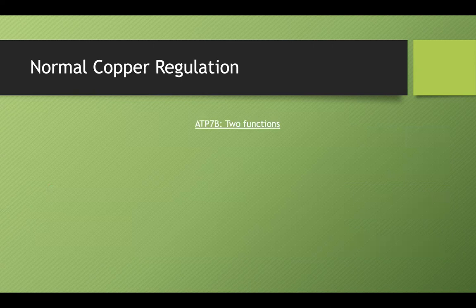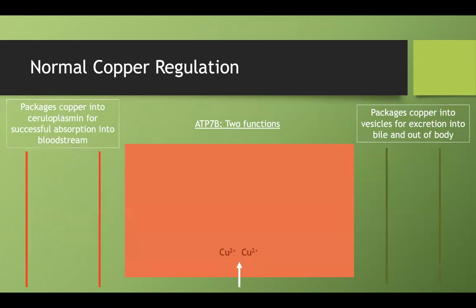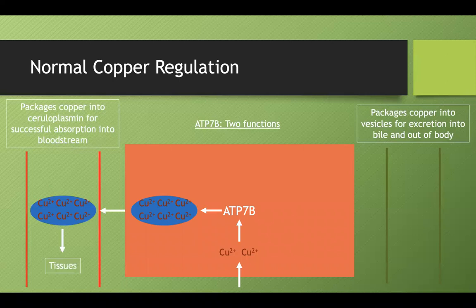So let's talk now about what normal copper regulation looks like. I mentioned that there's two primary functions to this ATP7B protein, and we're going to go over each of these functions. So let's assume that copper is absorbed into a hepatocyte. Normally what happens is that our ATP7B gene will package some of that copper up into ceruloplasmin, and then that can be successfully released into our bloodstream and then into tissues that need that copper. The second thing it can do is package up some of that excess copper that's not required. It puts those into vesicles, and those can be released into the bile and ultimately excreted.